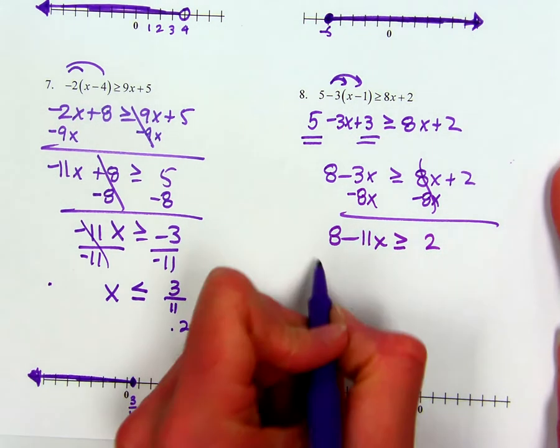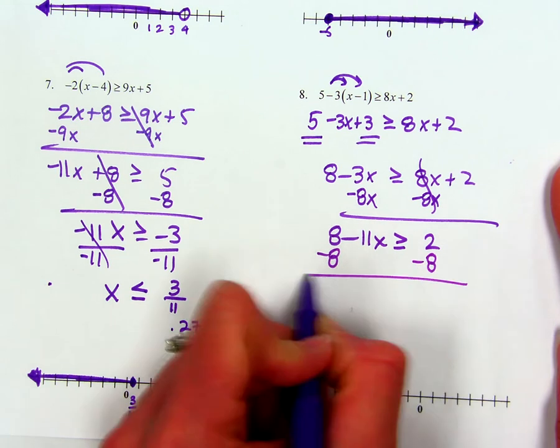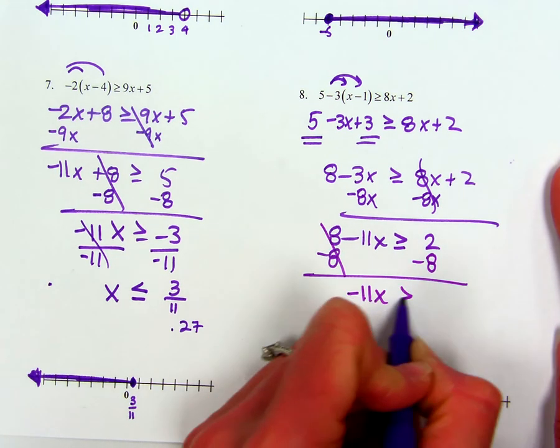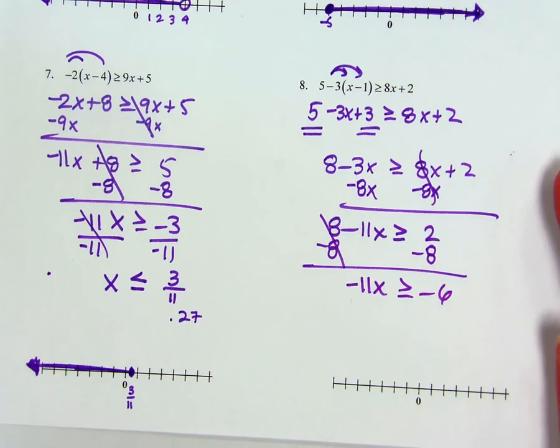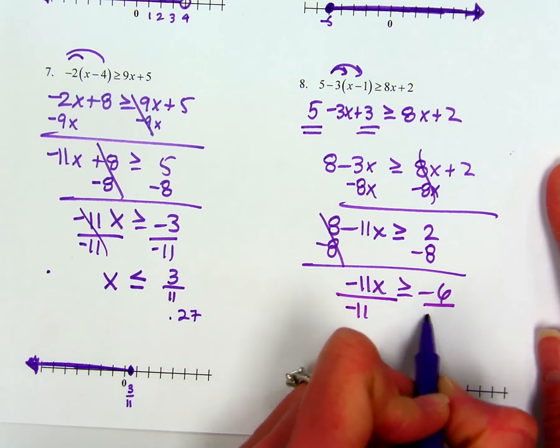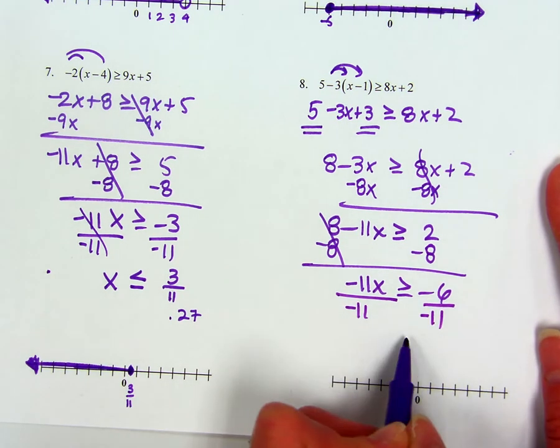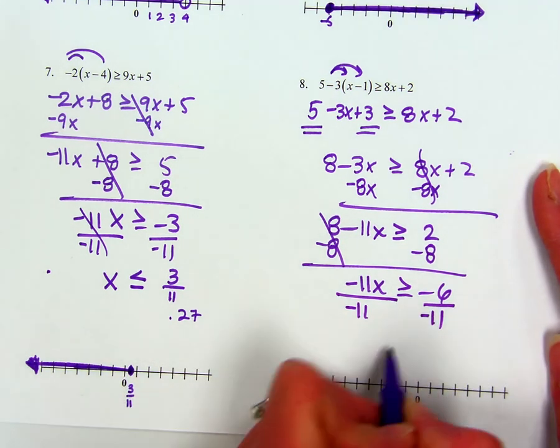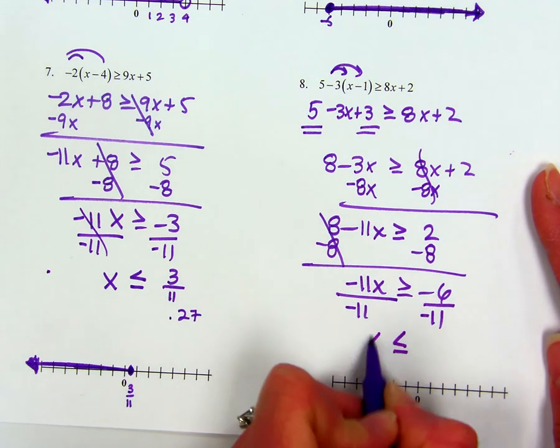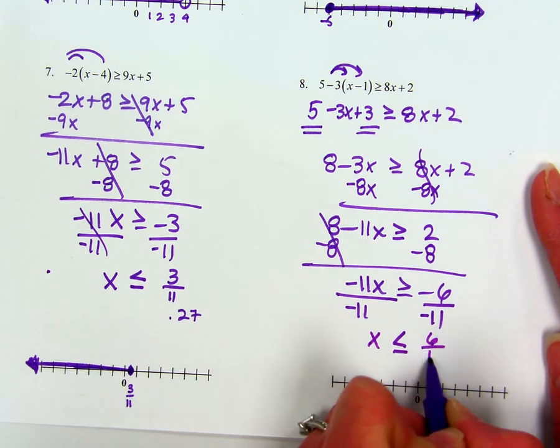And then I need to subtract 8 on both sides. So negative 11x is greater than or equal to negative 6. And then I need to divide by negative 11. So again, I divided by a negative, so I need to flip my sign. And it's x is less than or equal to 6 over 11.